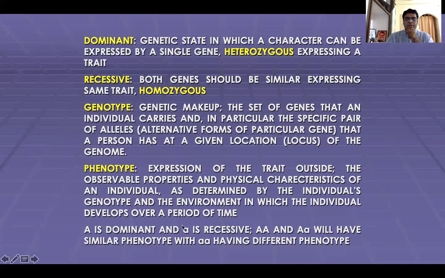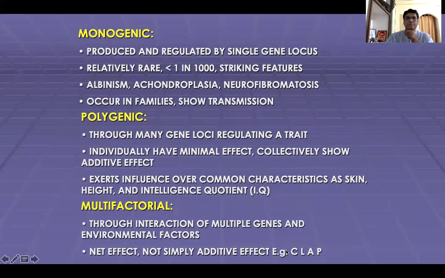Capital A is dominant and small a is recessive, and the capital A capital A combination and the capital A small a combination will have a similar phenotype, whereas the small a small a combination will have a different phenotype, because here it is a dominant trait, and here it becomes recessive, because it has a different total combination. So definitely it is a different phenotype for the small a combination.